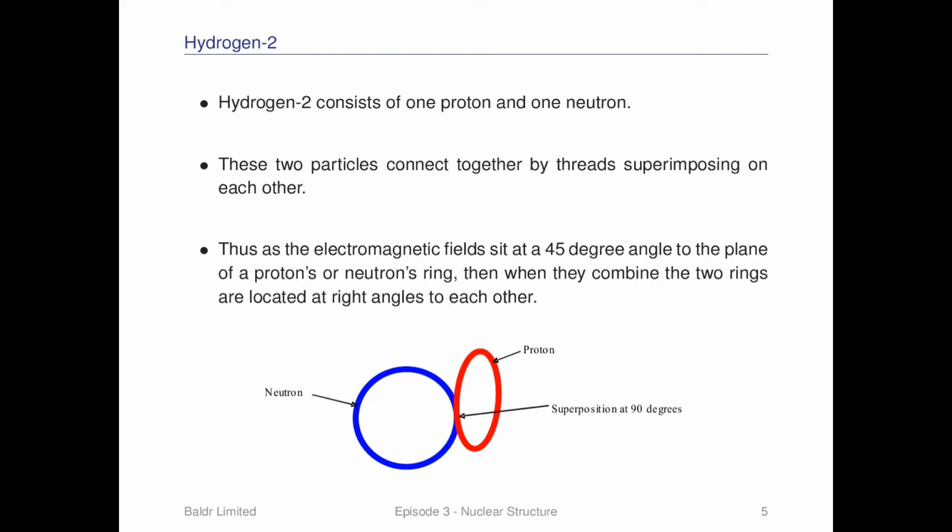Moreover, where the threads superimpose on top of each other, this creates a region of lower energy density, and it is this decrease that is associated with the nuclear binding energy or the strong force, which we will discuss in more detail in a later video.